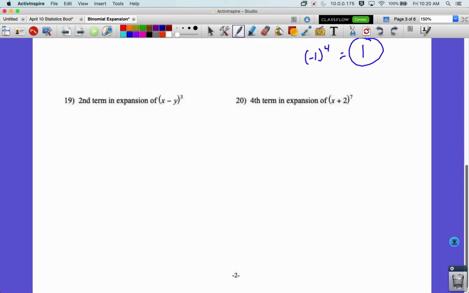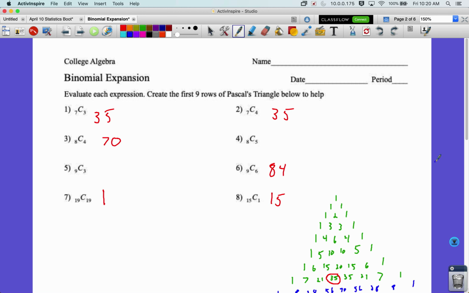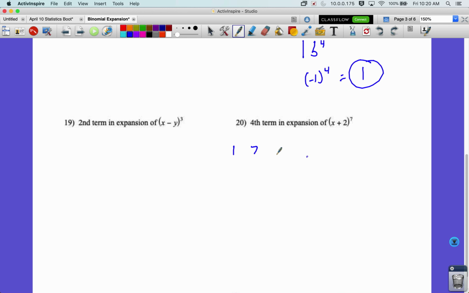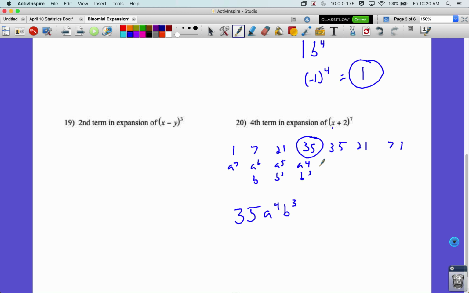Okay, we'll do number 20 now. So I need to know the 7th row of Pascal's triangle. So 1, 7, 21, 35, 35, 21, 7, 1. The 4th term, I want this 35 here. So I start with the 35, and now this was an a to the 7th, a to the 6th, a to the 5th, a to the 4th, so a to the 4th. And then this was no b's, b squared, b cubed. One thing is that these two exponents always add up to this exponent, so that's a good way to double check.